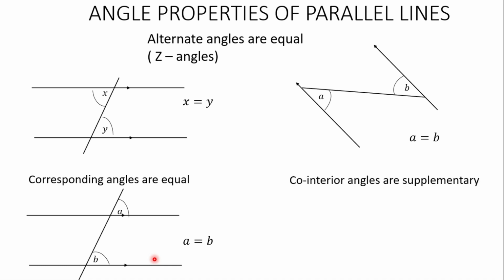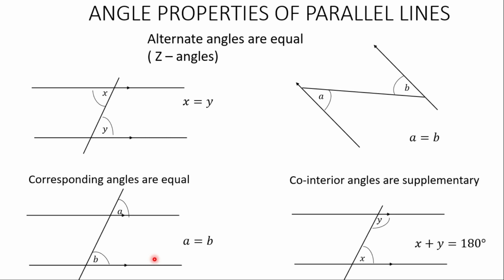Now we have another property which we refer to as the co-interior angles. Please take note of these properties. Both in plane geometry 1 and plane geometry 2, they are full of theories and properties. When you know these properties, you will be able to solve a lot of questions. The co-interior angles are supplementary, where we learn that supplementary angles sum up to 180 degrees. The y and x are both inside, that's what we call co-interior. So when you add them, it should give you 180 degrees.